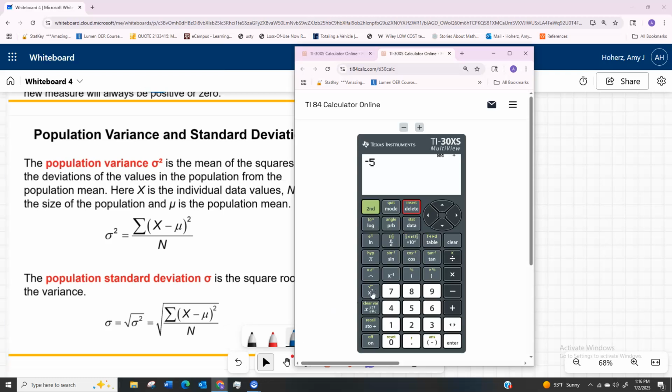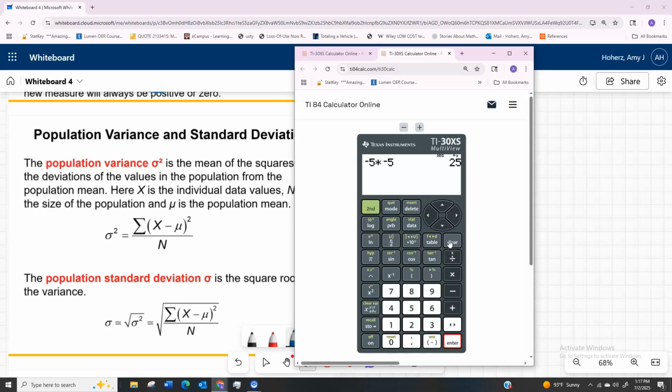So in this case, though, remember I said I was going to do it wrong. If I do -5 squared and I hit enter, that's going to give me -25. But that's not what I want. I don't want -25. What I want is -5 times -5, which is 25. So how do I do that as a square?